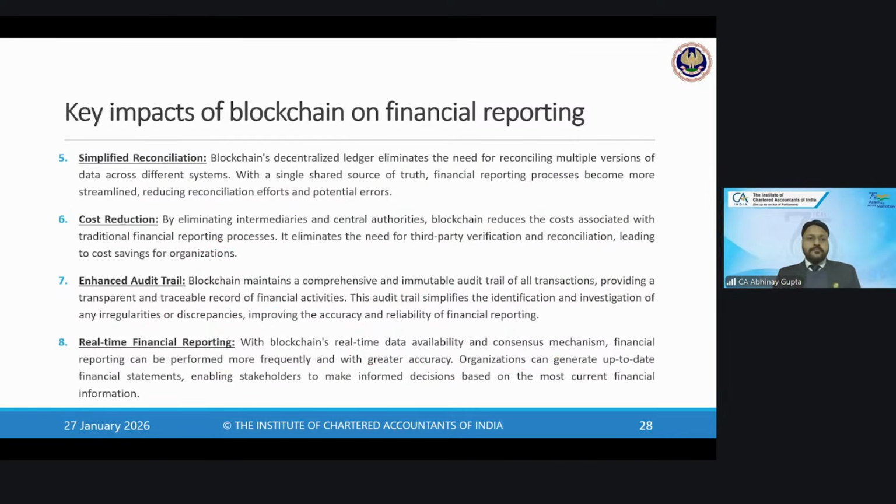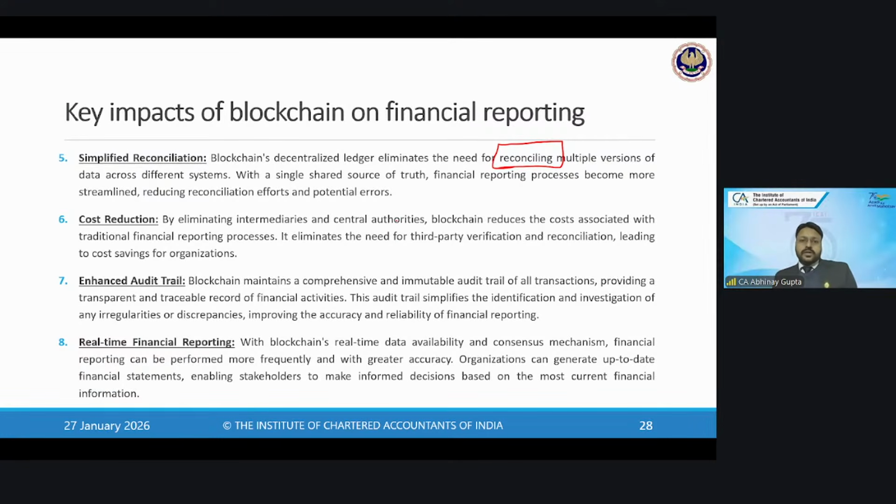What are others? Simplified reconciliation. So because blockchain's ledgers are decentralized, there is very little need to reconcile anything, because these ledgers are auto-reconciled, and they completely eliminate the need for reconciliation activity. So reconciliations would go away as soon as the blockchain technology is used for the accounts or bookkeeping, right?